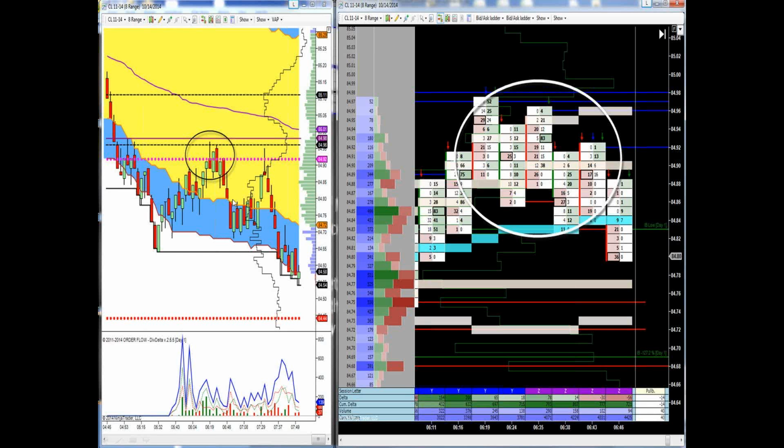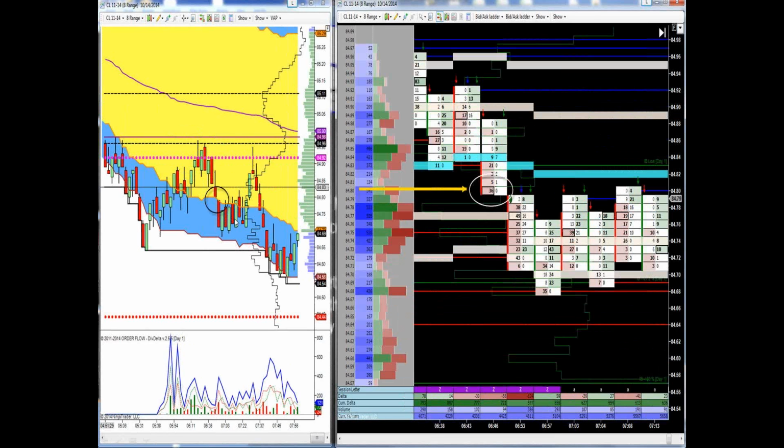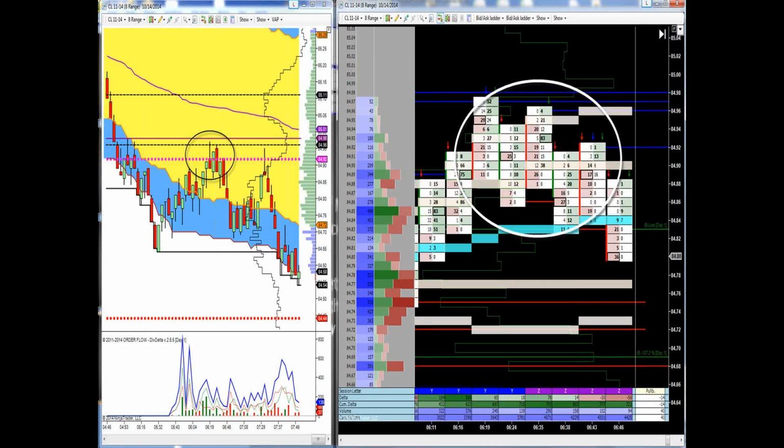Now, realistically, you could short once it passes through this value area here, and that's the next slide. Christy says, so which bar would you go short on?